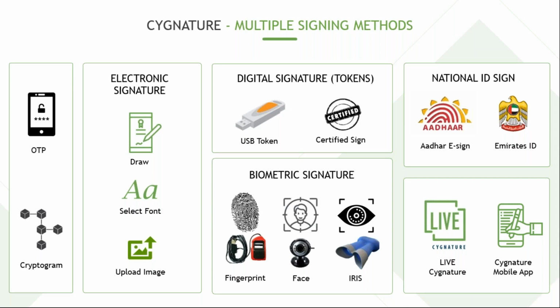Many countries have their own national identity systems, like Aadhaar in India and Emirates ID in the UAE. We have integrated with these two as a way to sign documents on the go using these government approved signatures. Then we have some very unique features like live signature, which I'll show you how it works, and even the Cygnature mobile app, using which you can sign anywhere, anytime on the go.